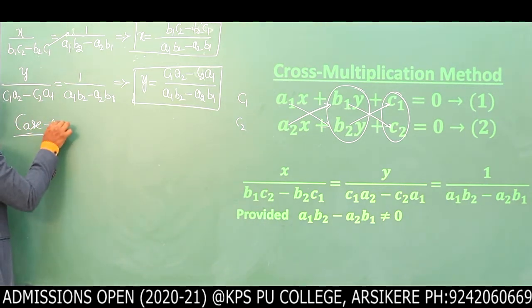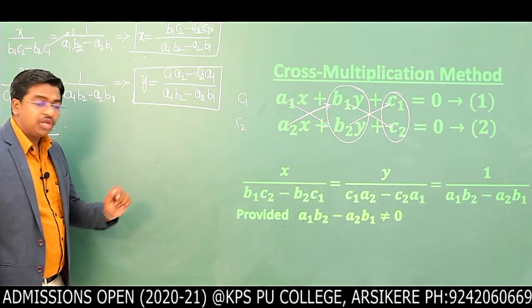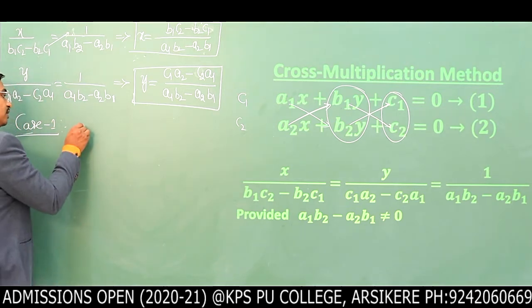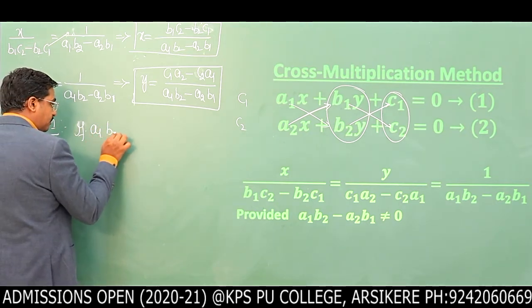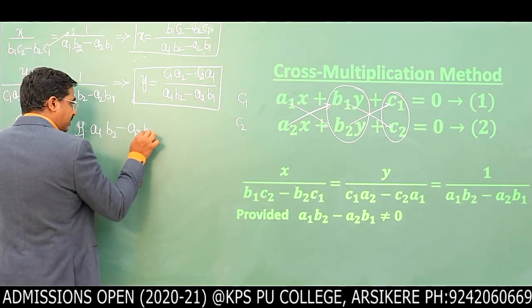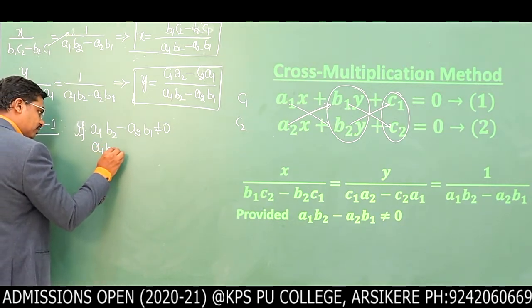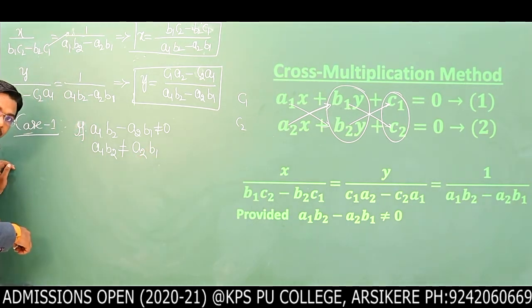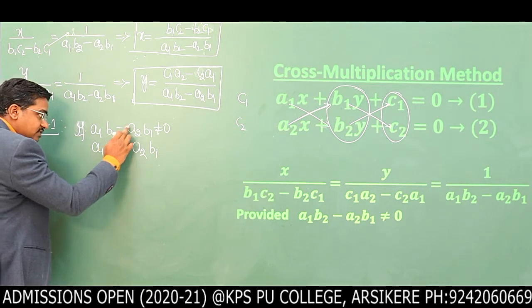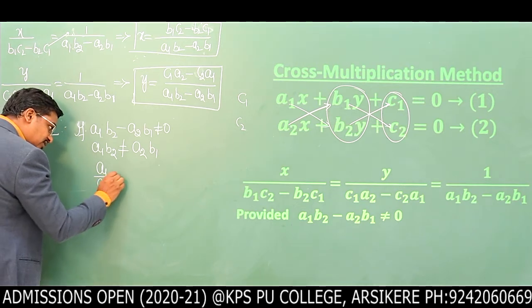Case 1: what I will discuss is the condition given here, a1 b2 minus a2 b1 is not equal to 0. If a1 b2 minus a2 b1 is not equal to 0, just observe here, a1 b2 is not equal to a2 b1. Now simplify: a1 by a2 is not equal to b1 by b2.